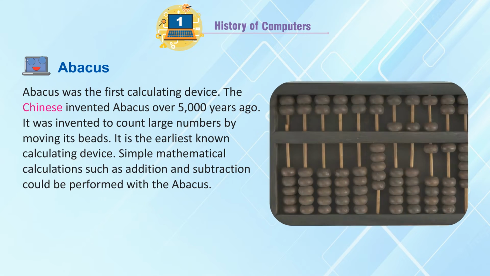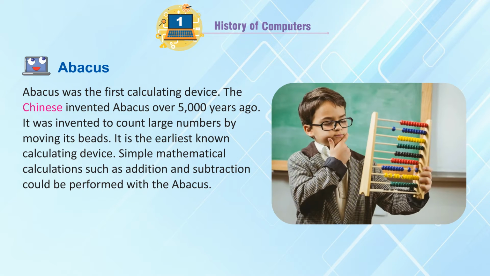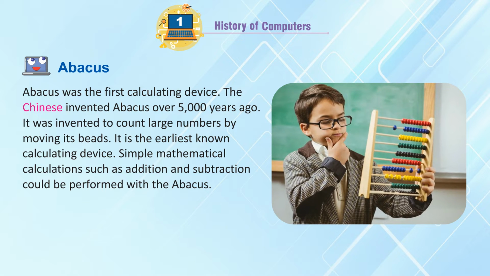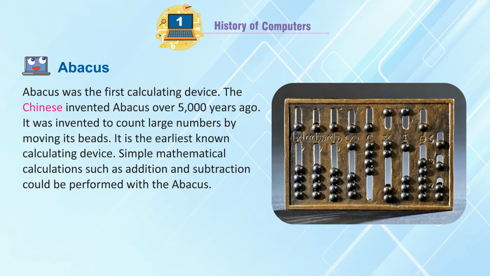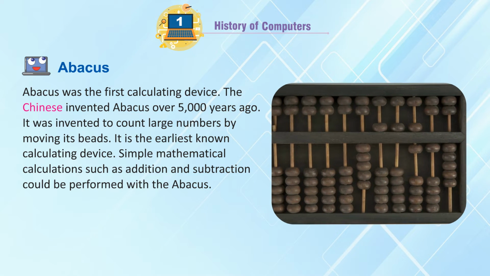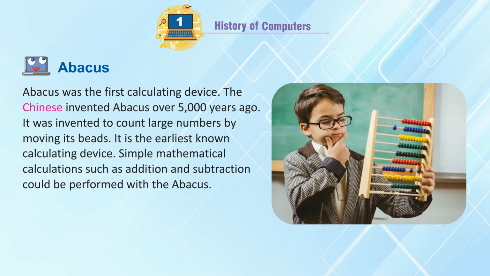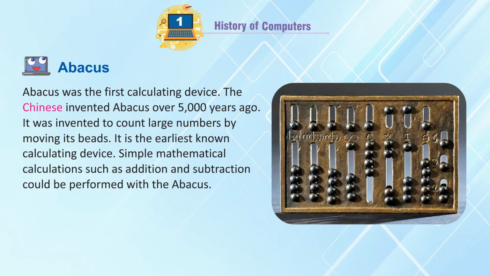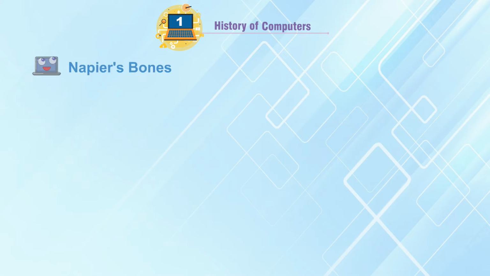Abacus. Abacus was the first calculating device. The Chinese invented abacus over 5,000 years ago. It was invented to count large numbers by moving its beads. It is the earliest known calculating device. Simple mathematical calculations such as addition and subtraction could be performed with the abacus.